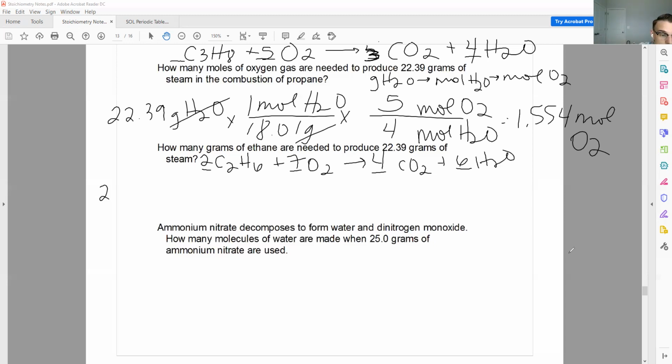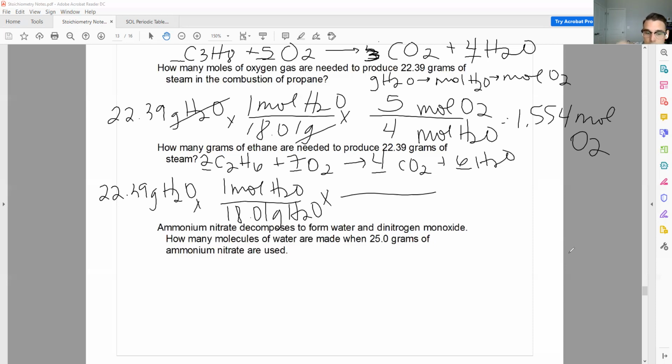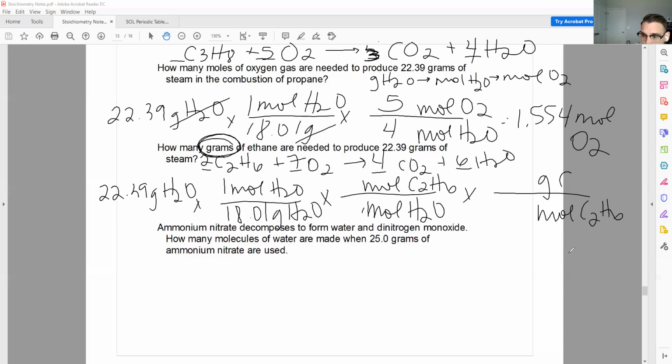Same thing, I'm going to start with my 22.39 grams of H2O, 1 mole of H2O, 18.01 grams H2O. So we're going to go from moles of water, or steam in this case, to moles of ethane, C2H6. But in this case, it's asking for grams. So I have to go one more step and go from moles of ethane to grams of ethane.